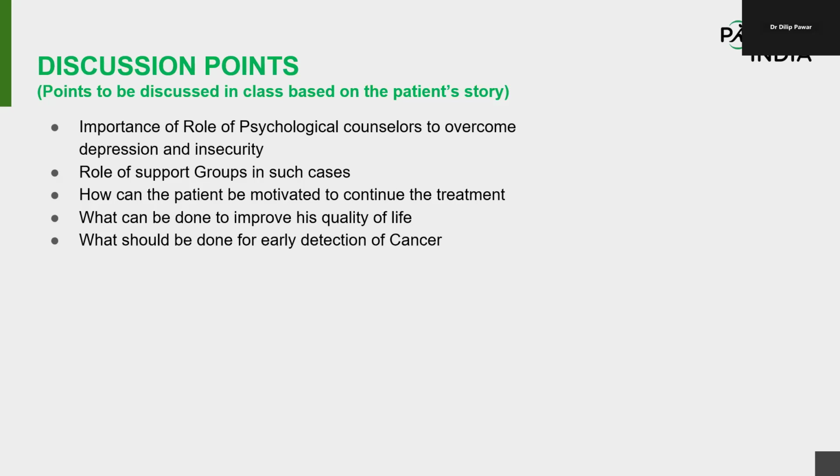So we need to discuss the importance and role of psychological counselors, which we find many times a bit challenging. We don't get good counselors, especially in villages or even tier-two cities. We have them only in the main cities, so this is always a challenge. He needs to overcome his depression and insecurity. We also need to check the role of support groups in such cases, how they can help, how the patient can be motivated to continue the treatment, what can be done to improve his quality of life, and what can be done apart from this, such as early detection of cancer.